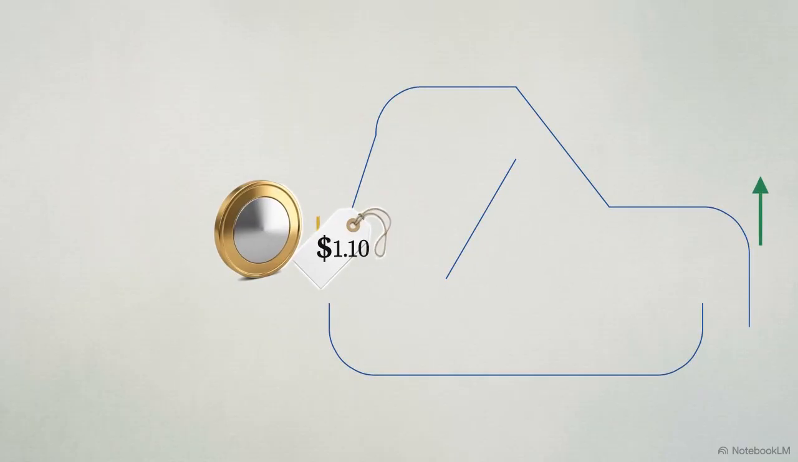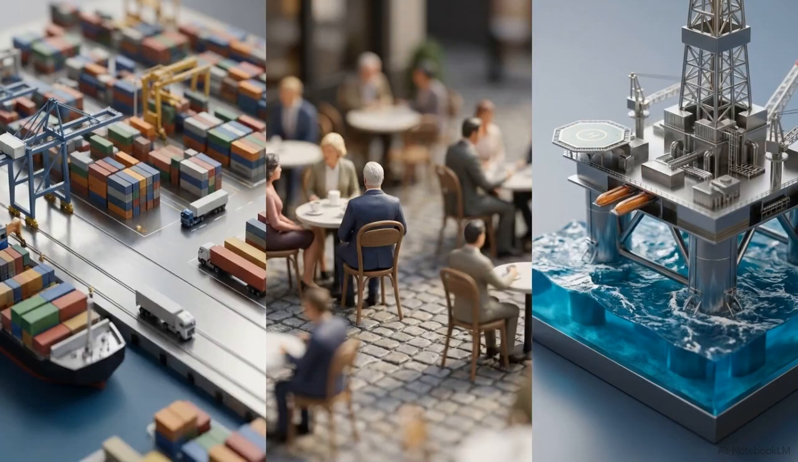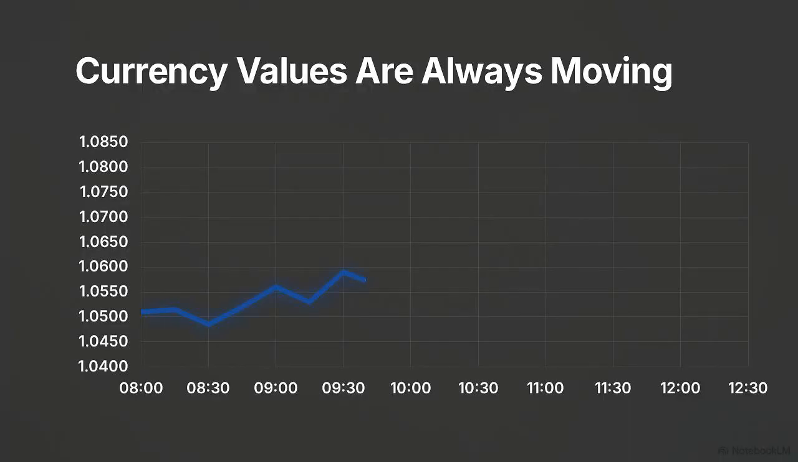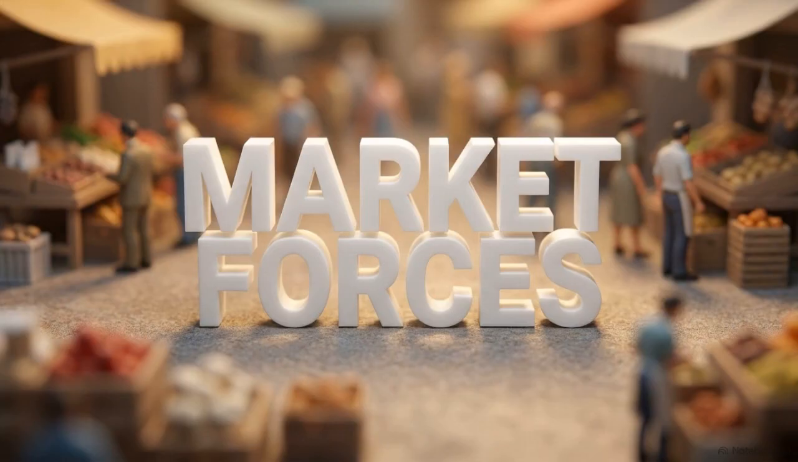Think of an exchange rate as a price tag for money. Just like the price of a pair of shoes can go up or down, the price of money changes based on what it is worth compared to another currency. Because these prices are constantly shifting based on what's happening in the world, the value of your money isn't fixed, it is always moving. Why do these prices move? It comes down to supply and demand.